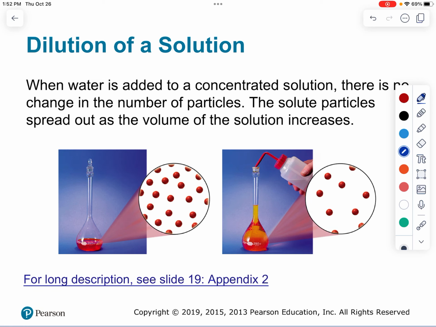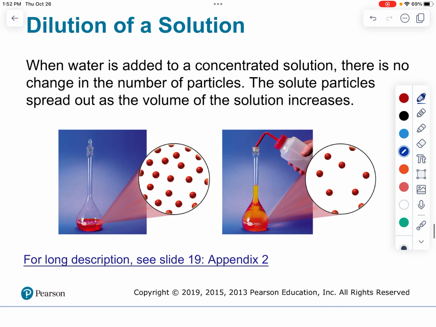Okay, dilutions of a solution, something that if you're in a lab, you'll do a lot of. When water is added to a concentrated solution, there is no change in the number of particles. The solute particles spread out as the volume of the solution increases, and that is a dilution. So here we are looking at some kind of red dye solution, and as you add water, it gets lighter.